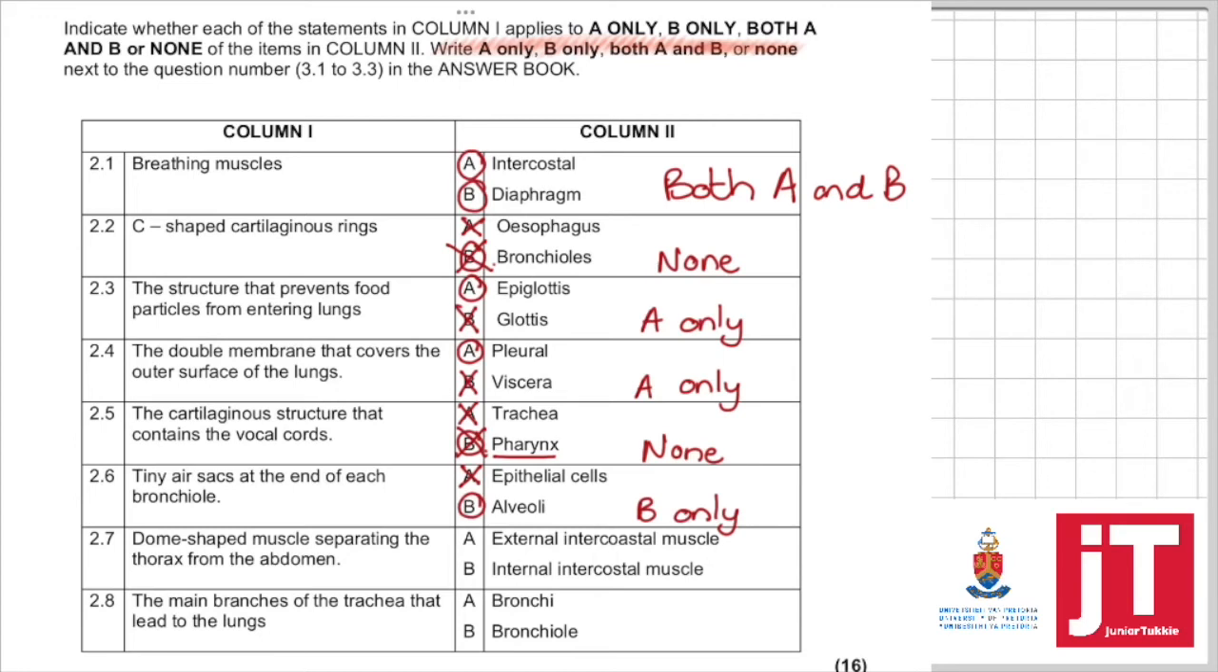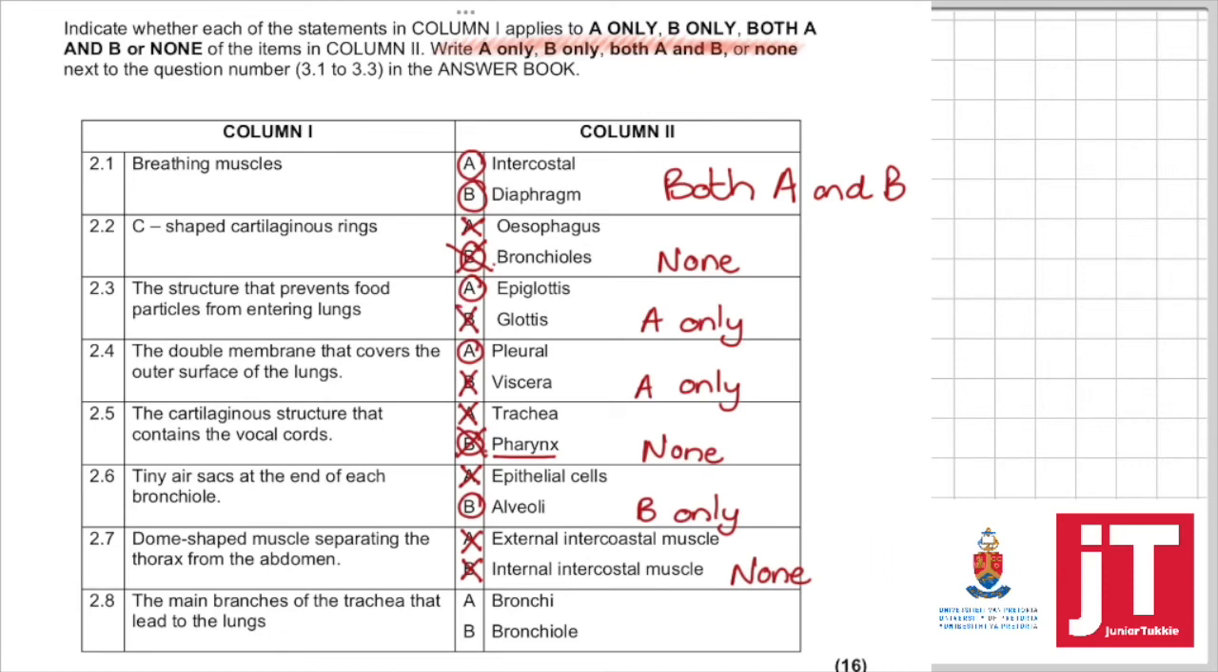2.7, dome-shaped muscle separating the thorax from the abdomen. Dome-shaped muscle, so that already gives us a link to what we're looking for here. We're looking for the diaphragm, and what do we have as options? A, external intercostal muscle, B, internal intercostal muscle. So I would say we eliminate both options A and B, and we end up with the correct answer here being none.